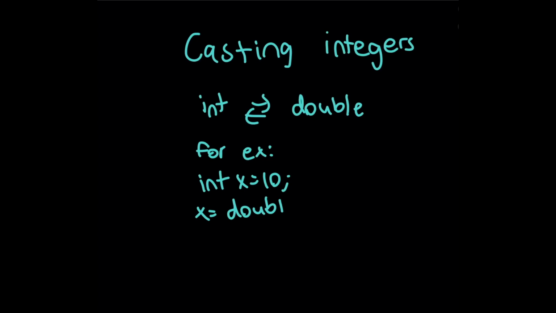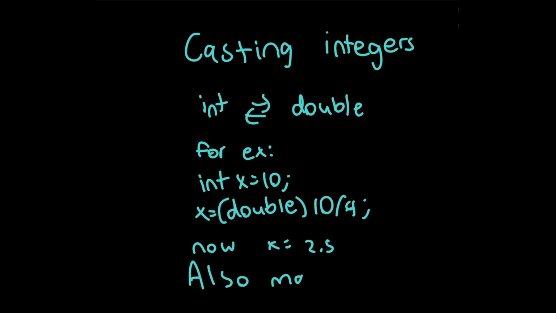For example, int x = 10. To cast it to a double, you do x = (double) 10 / 4. And in the end, we should get x equals 2.5 when we print it out. Casting an int to a double will also widen the range of the variable's values so they are not limited to a small range.